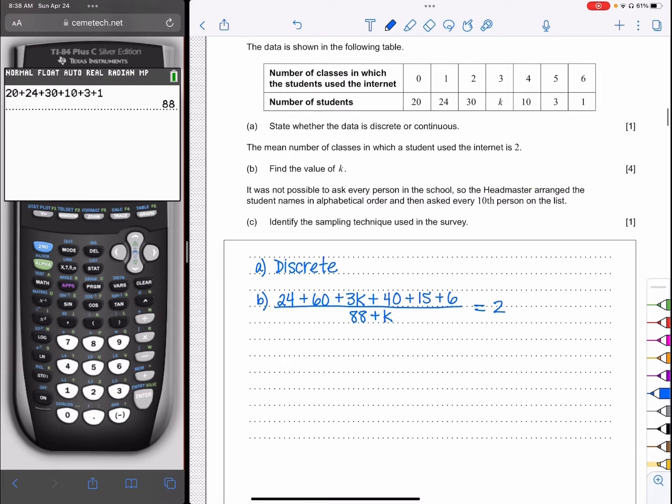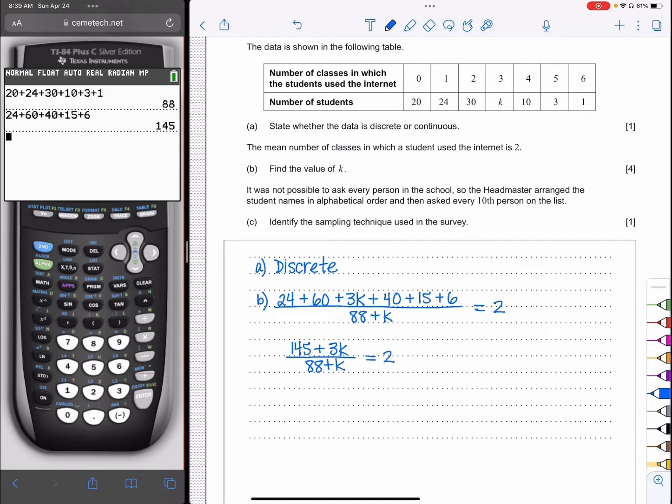So if I want to find the value of K, I need to simplify the numerator. So I'm going to have 24 plus 60 plus 40 plus 15 plus 6. That's going to give me 145. So here I'm going to have 145 plus 3K divided by 88 plus K, excuse me, is equal to 2.